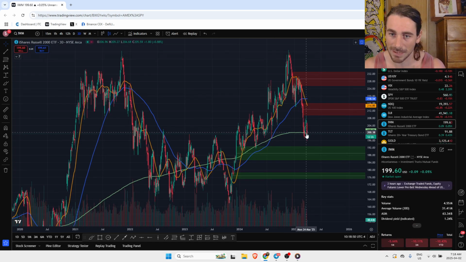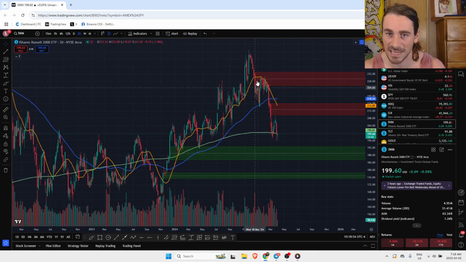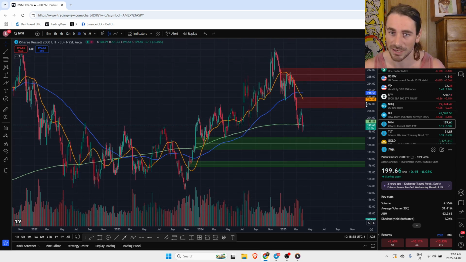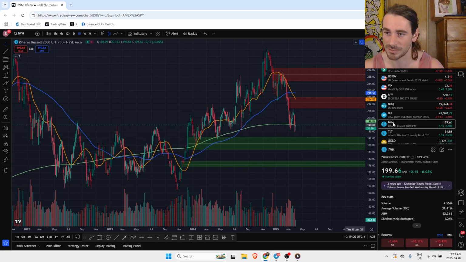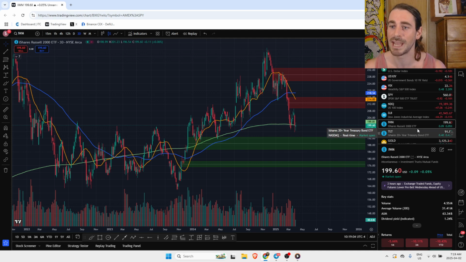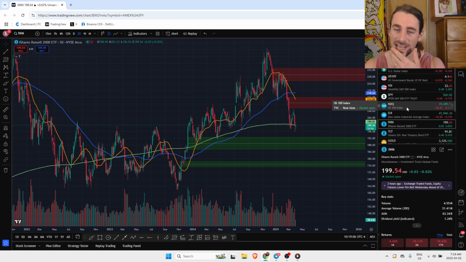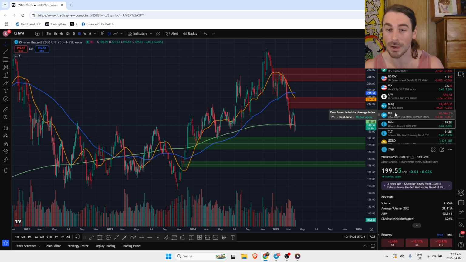IWM here, bouncing from the 200-week moving average so far, but we're still in that downtrending falling knife price action. Nothing really too exciting going on here. Stuck under resistance, so we'll see what happens. We really want to see some strength from the IWM playing catch up to the SPY and the NASDAQ for us to be able to hopefully go on another leg.